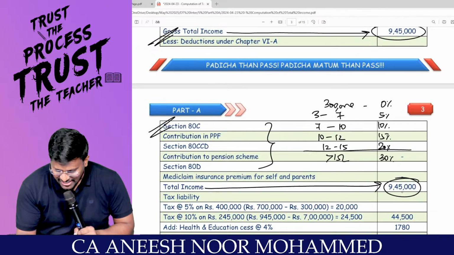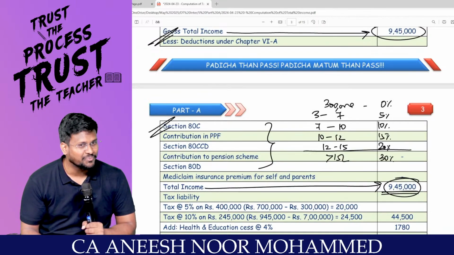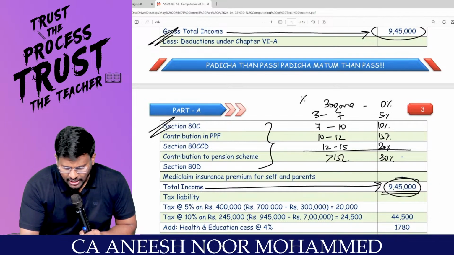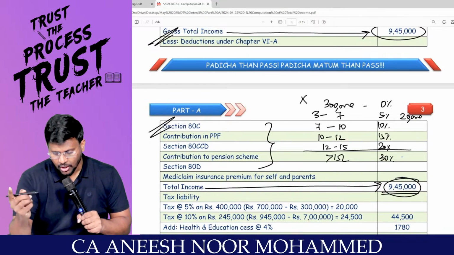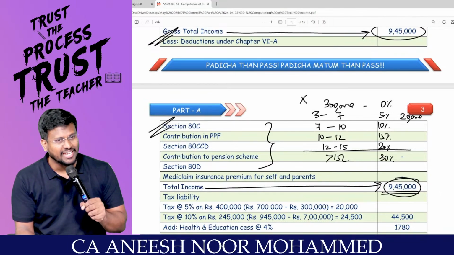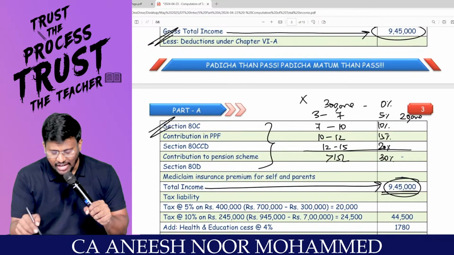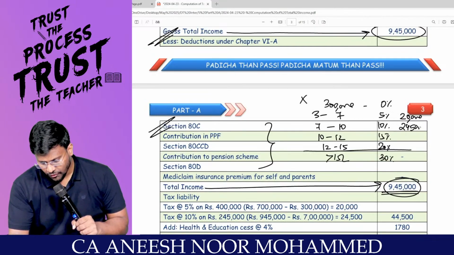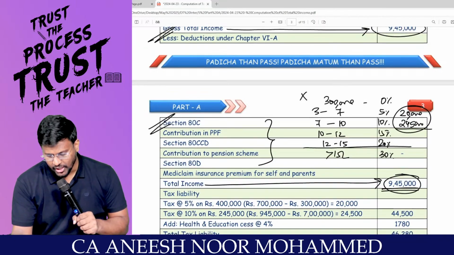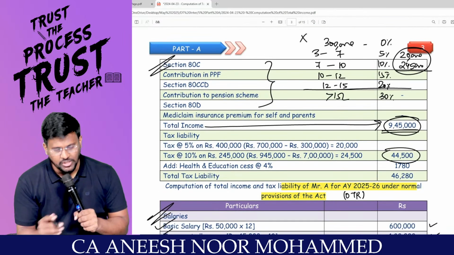Sir, what is the income? 9,45,000. Up to 3 lakhs nil. 3 lakh to 7 lakh, a gap of 4 lakh. 4 lakh into 5%, 20,000. More than 7 lakh up to 10 lakh is 2,45,000. 2,45,000 into 10%, 24,500. So 20,000 plus 24,500 comes to 44,500. Right?